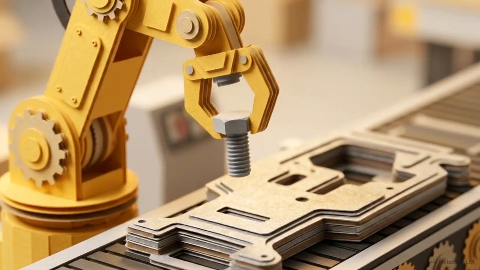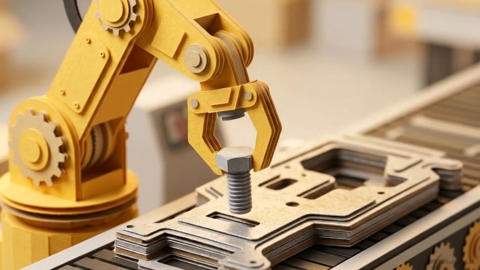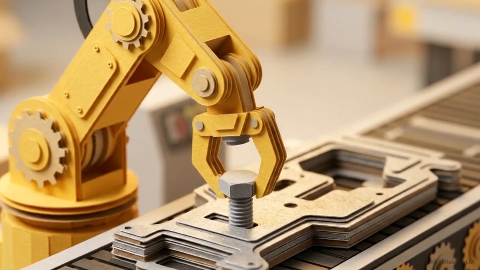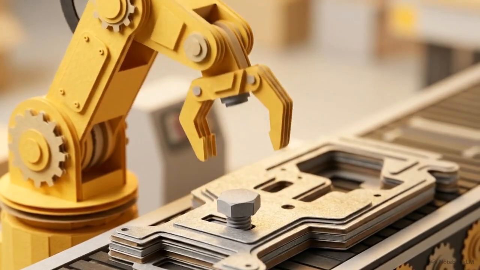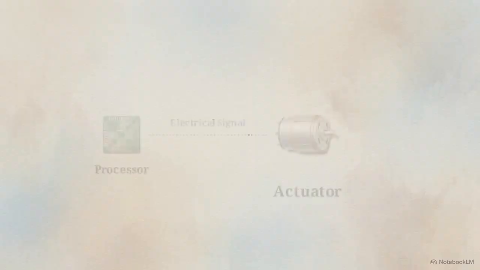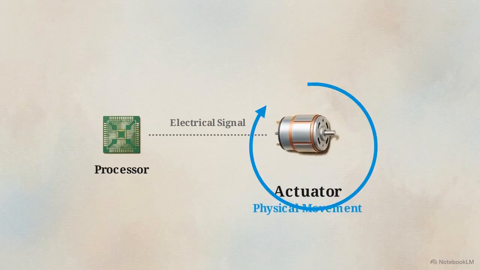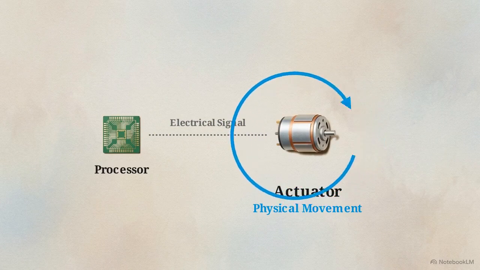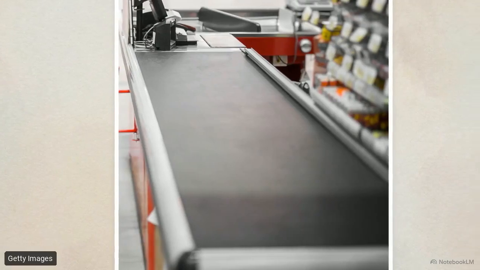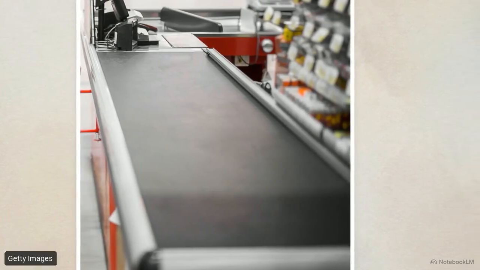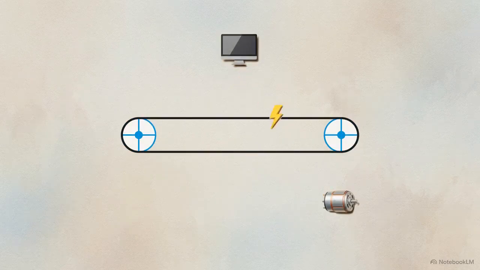However, a computer often needs to physically move something in the real world. To do that, it uses a special output device called an actuator. An actuator takes an electrical signal and turns it into physical movement. Take a look at this supermarket checkout lane. Hidden underneath is an electric motor. That motor is an actuator, physically dragging your groceries down the line when the cashier's computer tells it to move.